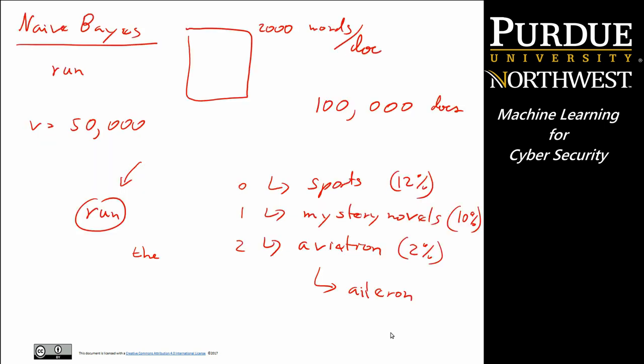We have 100,000 docs, a vocabulary of 50,000, and about 2,000 words per document, right? And we have 3 classes: sports, mystery, aviation. So this is kind of an NLP example. The word run appears 12% of the time in sports, 10% of the time in mystery, 2% in aviation, right? So you establish that.